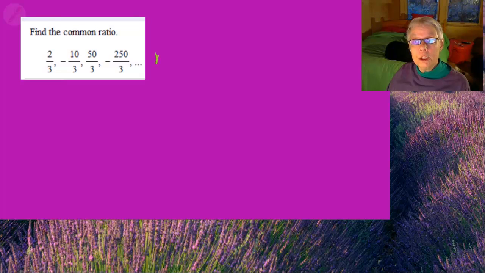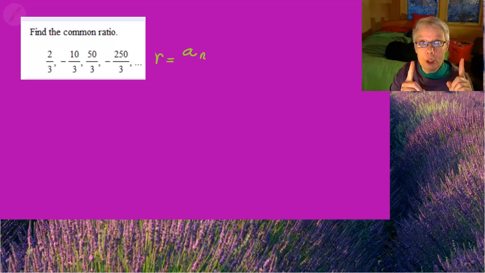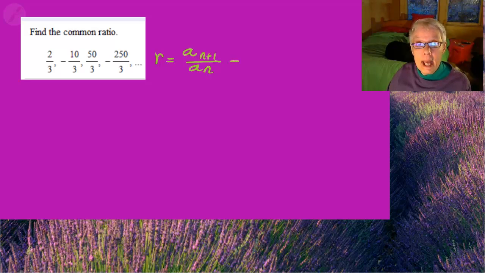Now we're going to try to find a common ratio. We're going to do this by finding two adjacent terms. We're going to take the later term and divide it by the earlier term. In this case, we're going to take a2, that is the second term, and divide it by a1, the first term.